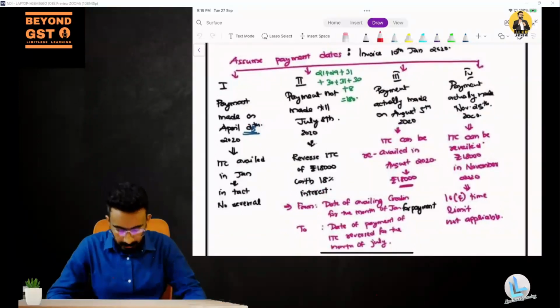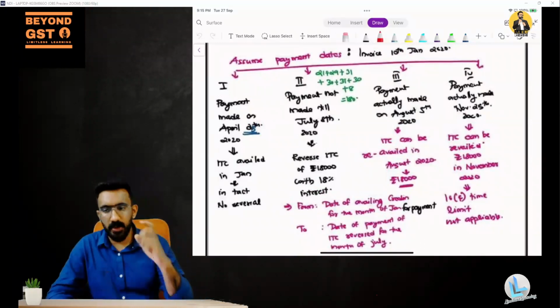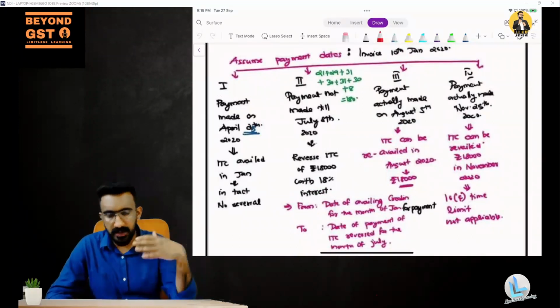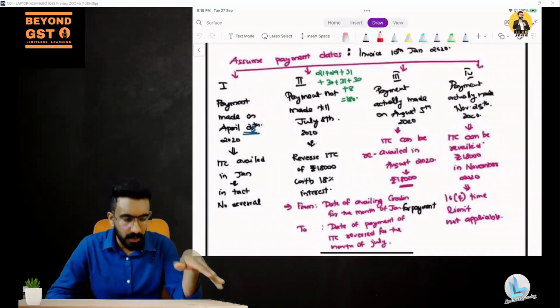So please be careful. This payment condition is also tested in the examination. So first point, payment is not a precondition, take full credit. Then after 180 days, if you have not made the payment, reverse the amount together with interest. When you actually make the payment, take it again, but you can't take the interest.